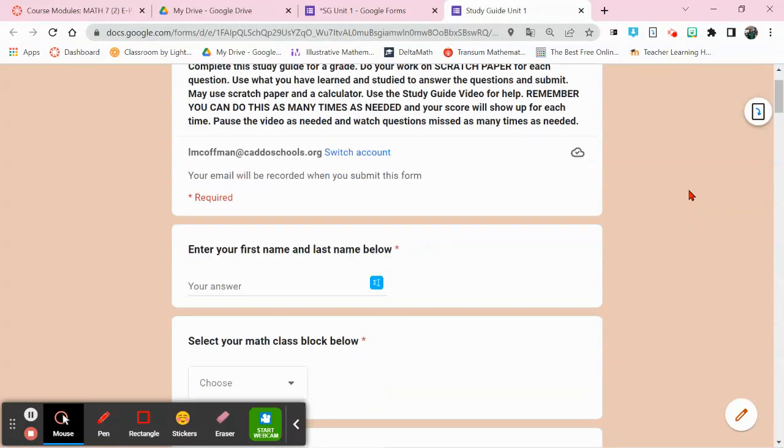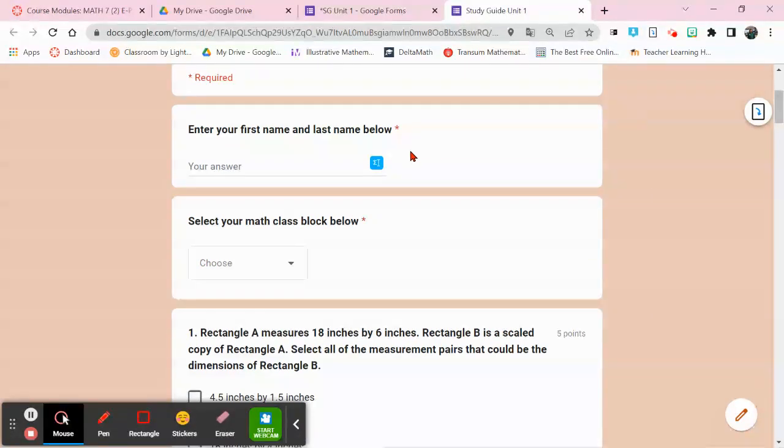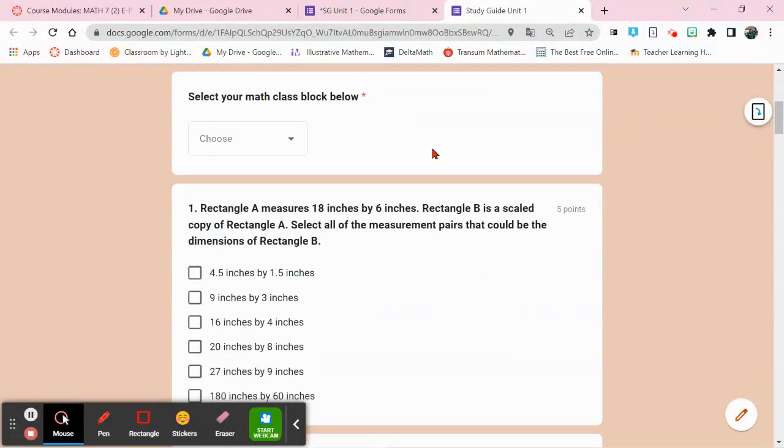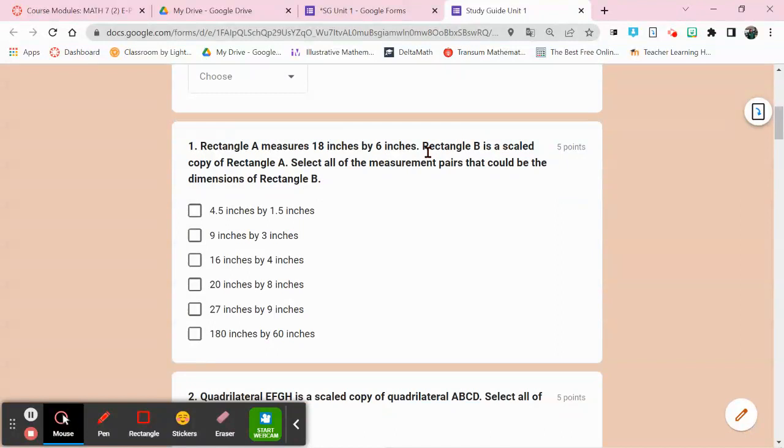So let's go and look at this. Don't forget to enter your first and last name. Pick your math class block. All right, here is the first question.